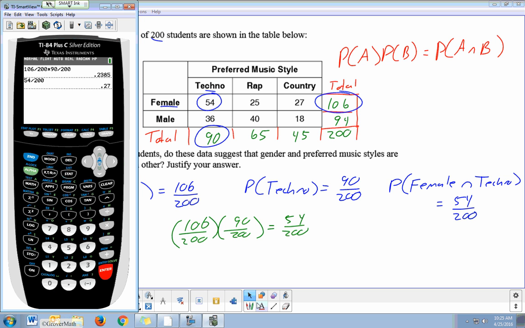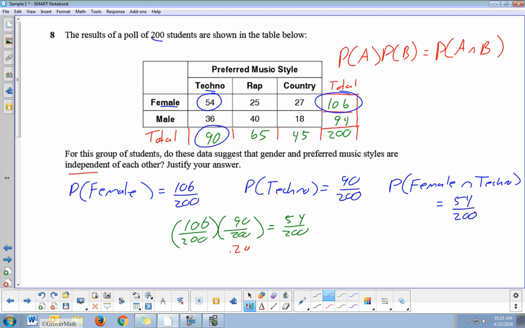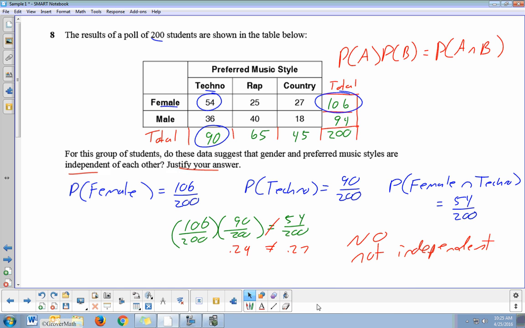So we get 0.24 versus 0.27, and 0.24 does not equal 0.27. So the answer is no, not independent. And they say justify your answer. We just did. We did the math. Whenever it says explain or prove, that's where we need to write a couple of sentences. For justify, math can count as your justification. We could justify it further by checking female versus rap, the probability of a male versus the probability of rap, the probability of male and rap, and I'm guessing it will come out to be no, because gender and preferred music styles are not independent.